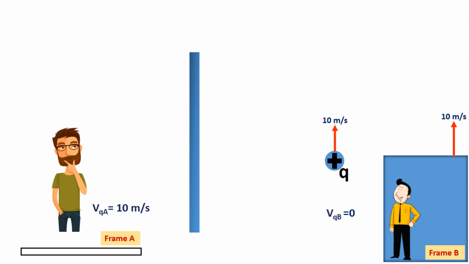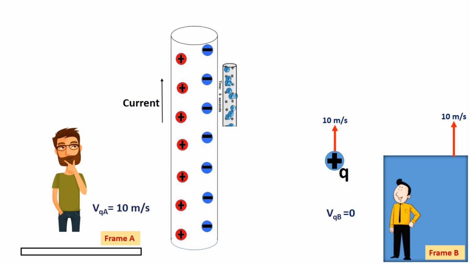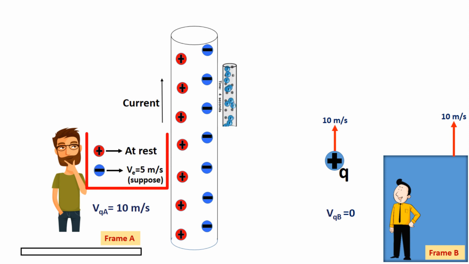Now, in order to understand our mystery, you need to look inside the current carrying conductor. With respect to frame A, the positive charges are at rest or vibrating at the same place. But negative charges are drifting downwards with a velocity of some few millimeters per second. But just for the sake of understanding, let us suppose that the negative charges are moving at the speed of 5 meters per second in the downward direction.